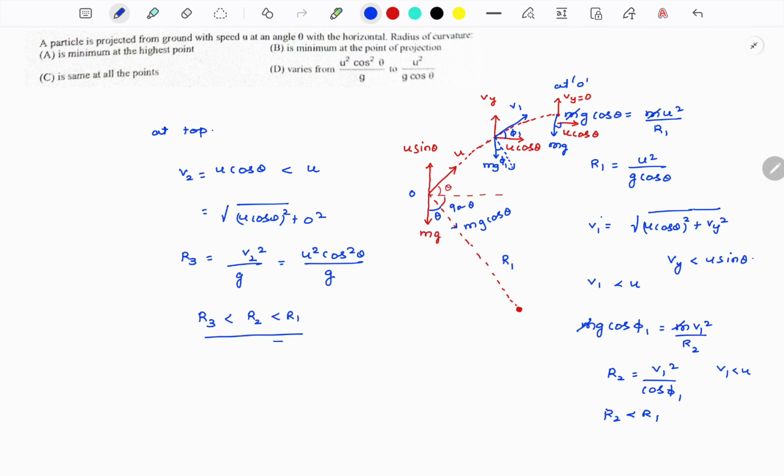So what we infer from this is that the radius of curvature is maximum at the point of projection and minimum at the highest point, so this is correct. And it varies from u square cos square theta by g to u square by g cos theta. This is correct. This is wrong: B says it is minimum at the point of projection. No, it is maximum, so this is wrong. This is wrong. So A and D options are correct.